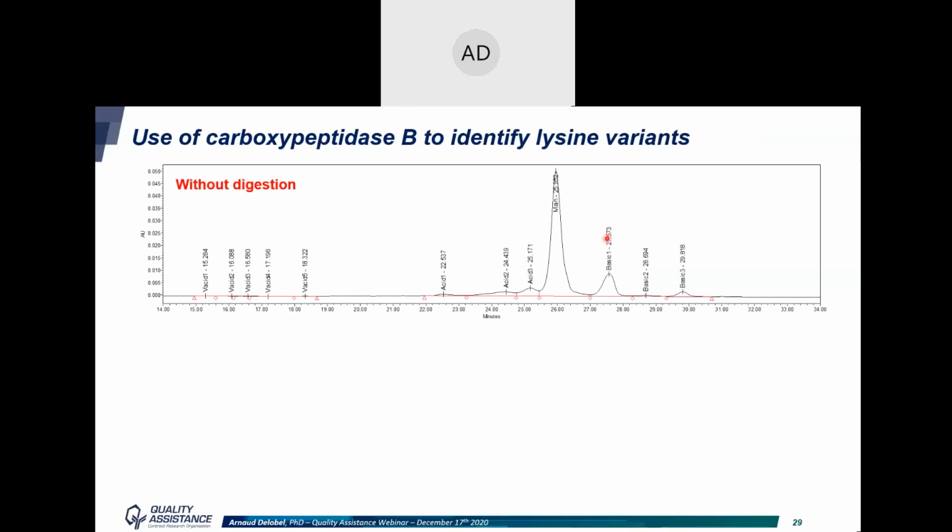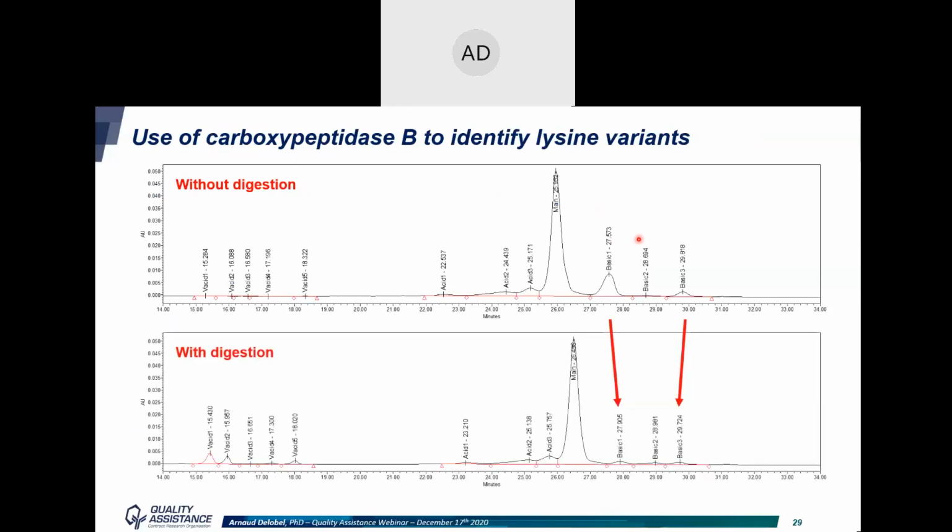Here you see adalimumab analyzed without digestion. And if you digest your sample with carboxypeptidase, you see that some basic variants, the two that are shown here, have an intensity that is significantly decreased after digestion. That means that those variants correspond to lysine variants on your antibody. On the opposite, this variant here is not significantly impacted by the digestion, so most probably does not correspond to a lysine variant. And your acidic variants are not impacted either by the digestion.